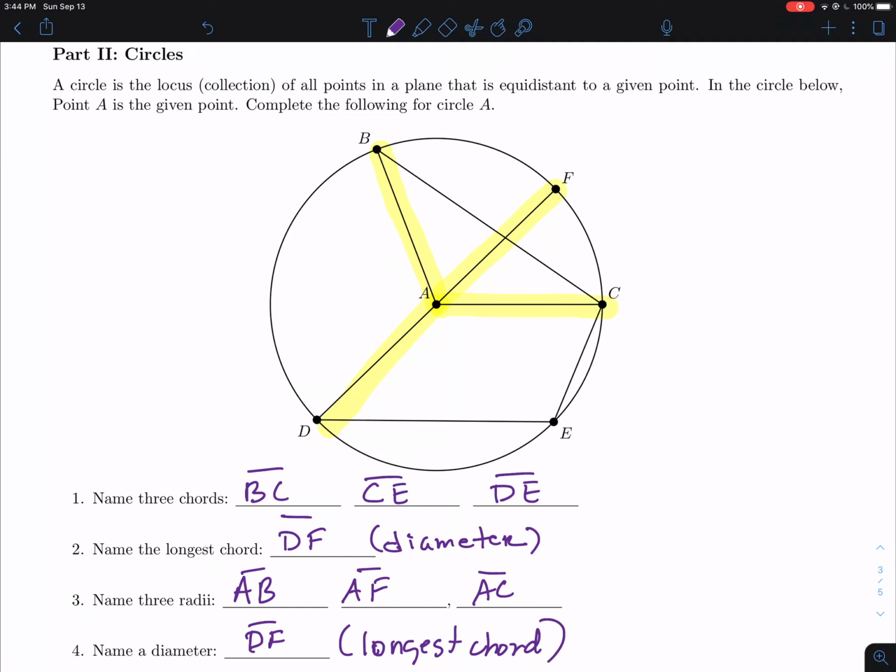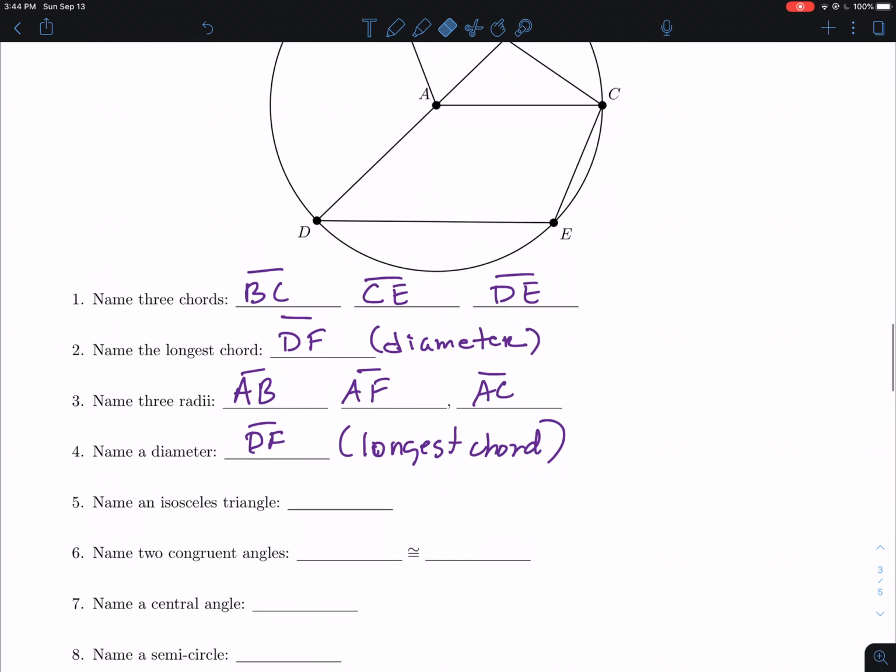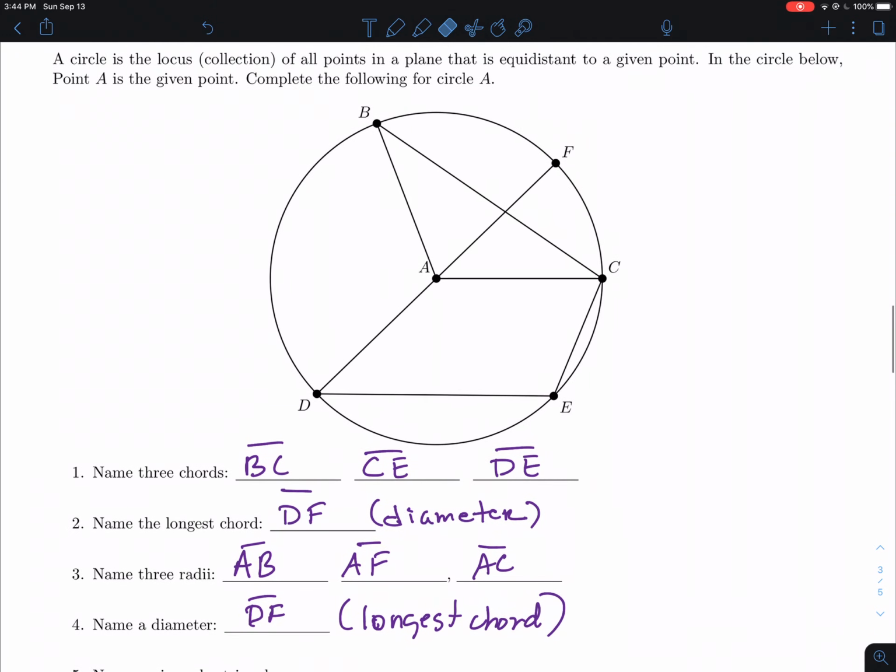All right, let me erase these little radii. Now what are we looking for? Now we're looking for an isosceles triangle. First, if you've forgotten what an isosceles triangle is, remember, an isosceles triangle has 2 sides the same length.